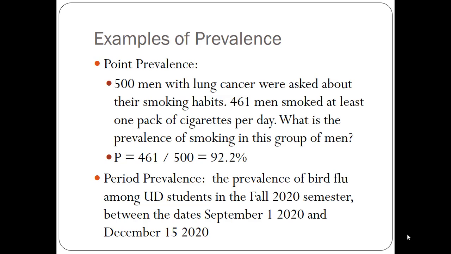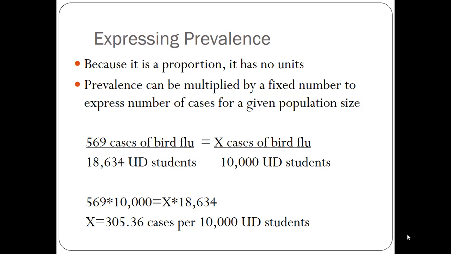Period prevalence: the prevalence of bird flu among UD students in the fall 2020 semester between the dates of September 1st, 2020 and December 15th, 2020, we can calculate. And here, because it is a proportion, it has no units, the prevalence can be multiplied by a fixed number to express the number of cases for a given population size. So in this example, we have 569 cases of bird flu for 18,634 UD students, but we're interested in expressing this in terms of 10,000 UD students. So we multiply 569 by 10,000 and solve for x, which is multiplied by 18,634, and x is equal to 305.36 cases per 10,000 UD students.